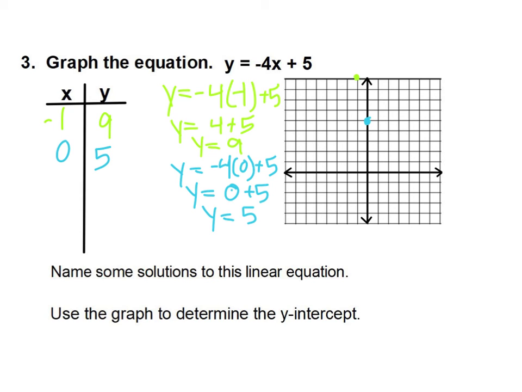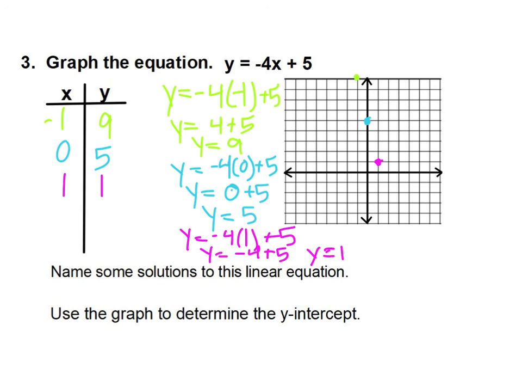And then my last one is going to be -1. So y equals -4. Oh, not -1. Whoops. Just +1. So -4 times 1 plus 5. So -4 times 1 is -4 plus 5. And that means y equals +1. So 1, 1 would go here.